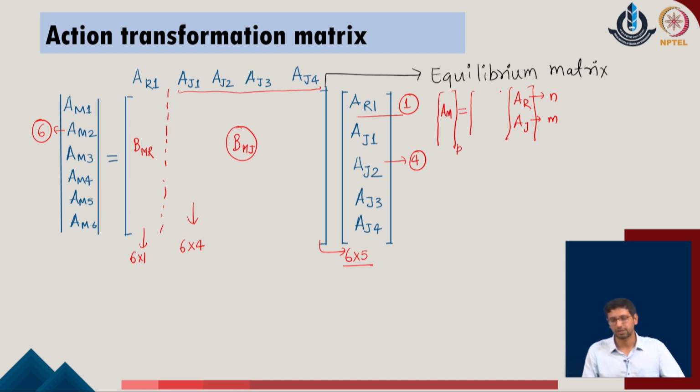Now, we can define the sizes of the individual matrices with respect to B of MS. We define that the basic size of B of MS should be p into m plus n, or n plus m, in the given system. Individually, for B of MR, which corresponds to the redundant system, the size of this matrix should be p into n, whereas the size of B of MJ should be p cross m, which are the standard sizes of the given matrices.